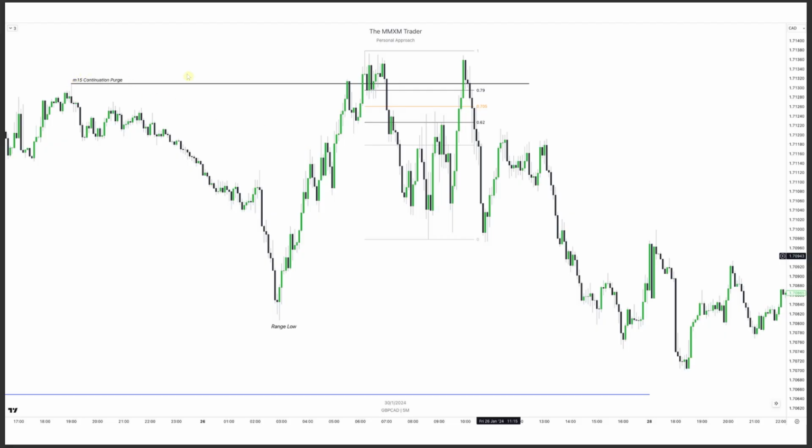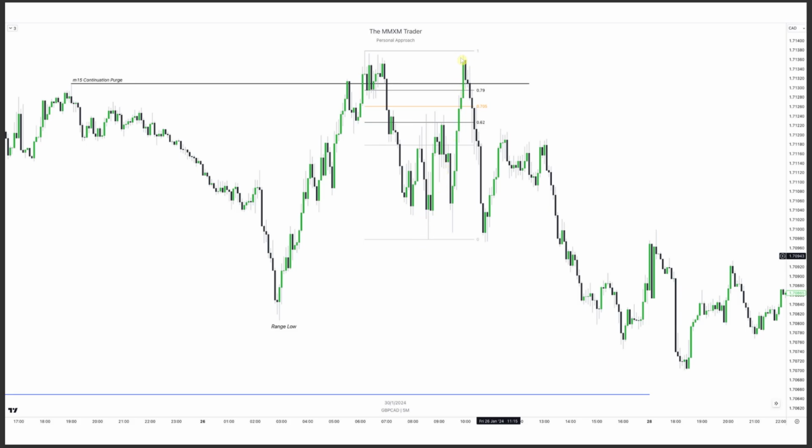Got another example over here, right? 15-minute continuation purge. The same thing over and over again. Price raids those buy stops on the 15-minute, forming a change in the state of delivery order block here as well. Price declines, and now we want to map out our premium and discount with these OTE levels, right? And then we want to be targeting that range low. So price comes back into premium over here.